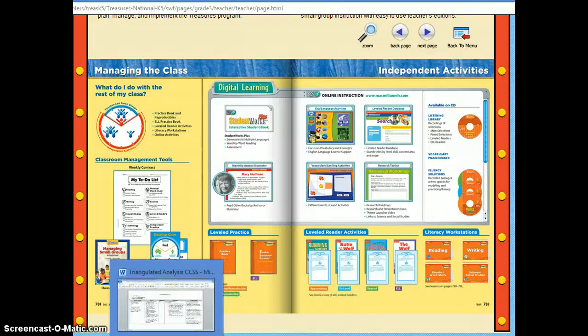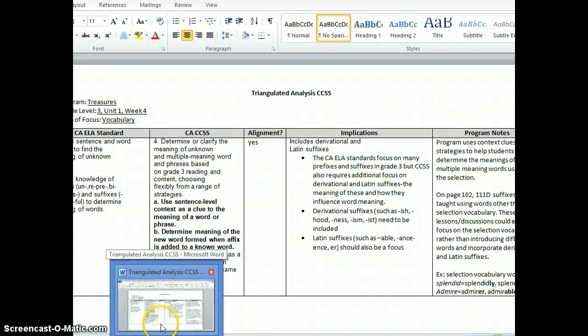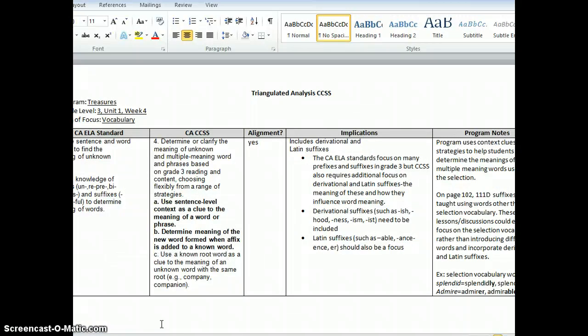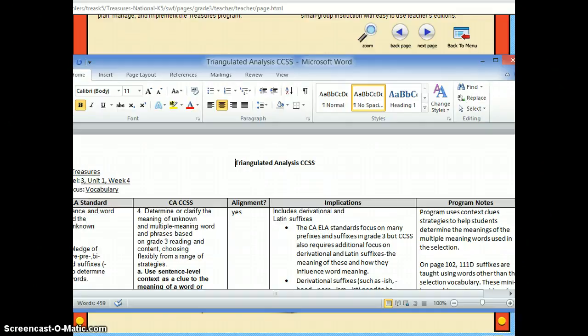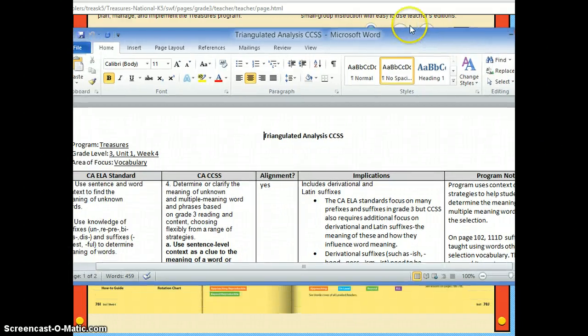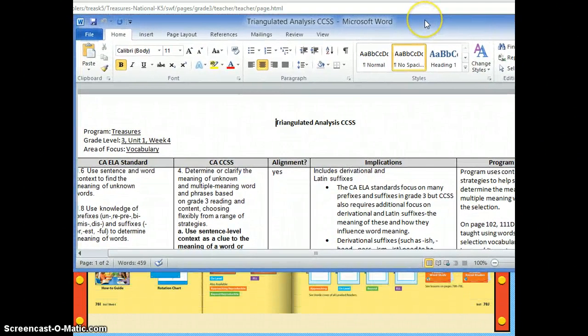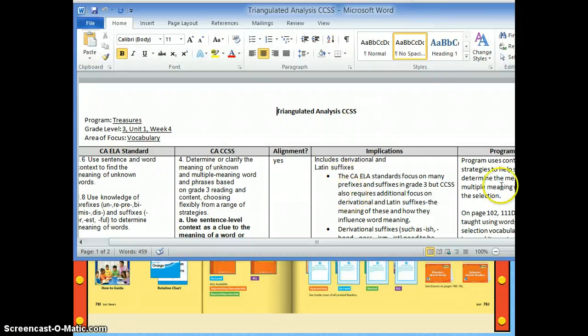Let's say you're doing vocabulary or you're doing comprehension, you're not doing every single standard that's for that particular strand. You're going to look just at the ones that are being covered.